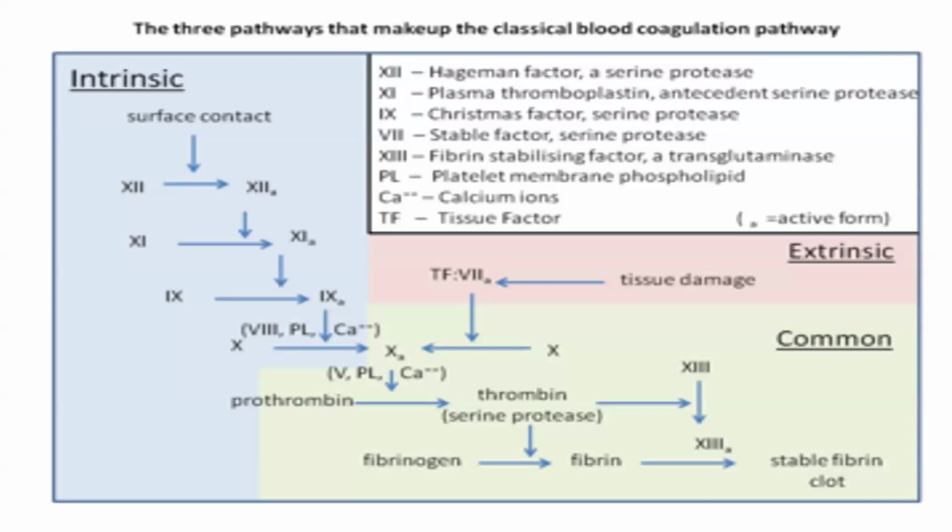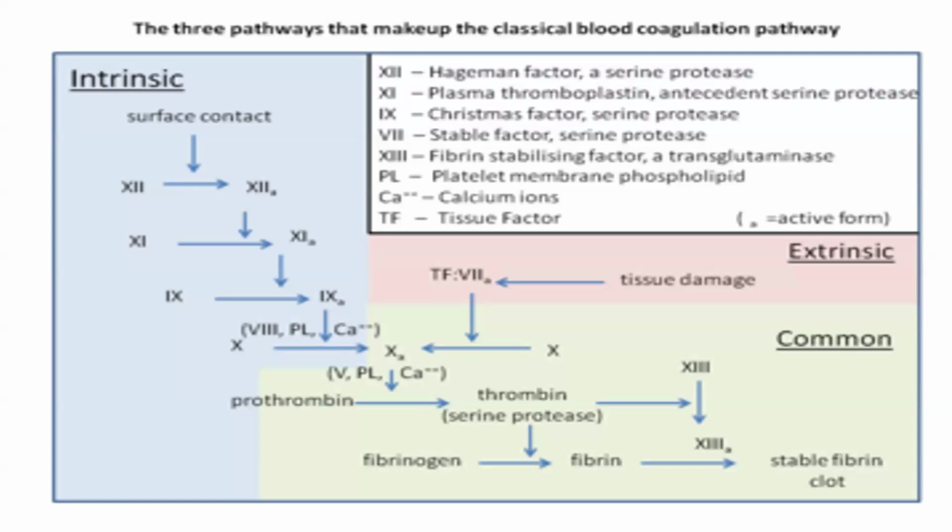So the extrinsic pathway is the shortest. It majorly entails factor 7. So the tissue damage tissue factors will activate factor 7 to 7A, and then from 7A it will join factor 10, and then the cascade will just proceed the same way.